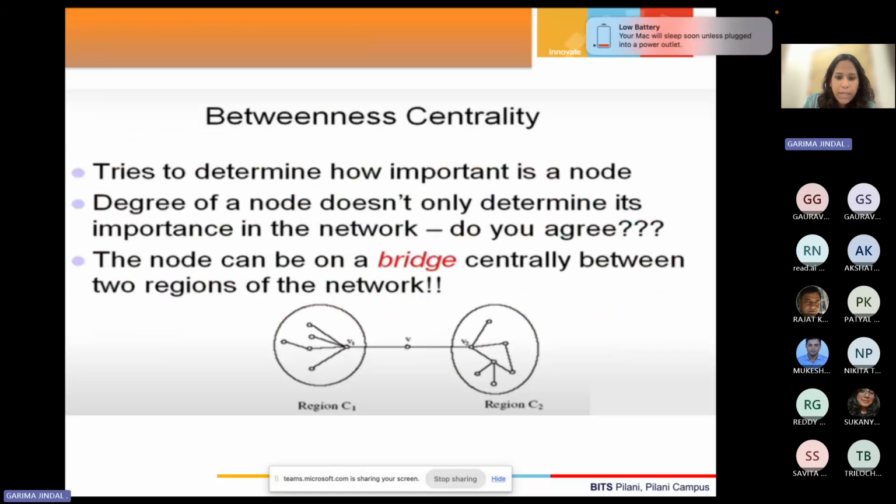Okay, so another intuition. How do you think we will calculate the betweenness centrality? I would like you to spend some time on this and try to figure out how you will calculate the betweenness centrality of a particular node. I will give you one hint. This is something related to shortest paths again.